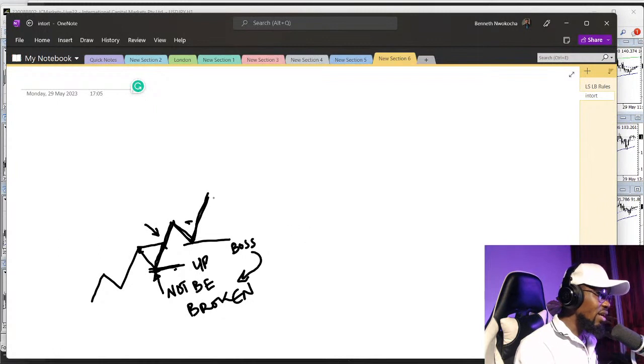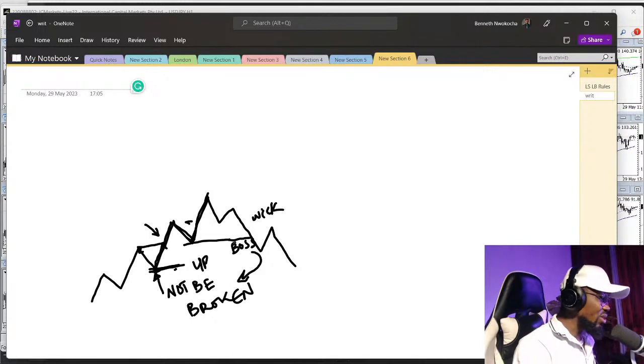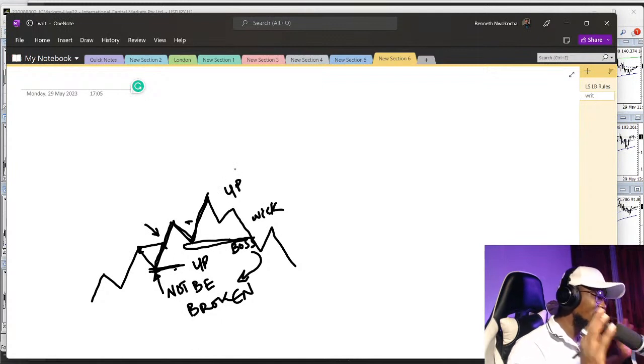If the market comes back and, instead of going upwards, it takes out this level, even if it's just the wick of the candle that touches this level, then this boss is not a boss anymore. It means that the market is no more going up. As simple as this sounds, that's all you need to look for in H1.